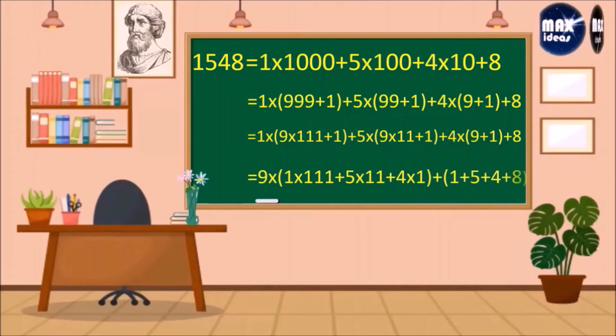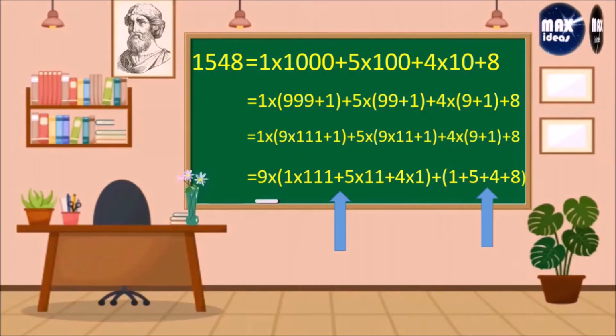Lastly, the number consists of a multiple of 9 and the sum of its digits: 1, 5, 4, and 8. This part is divisible by 9, as it is a multiple of 9. For our number to be divisible by 9, this part also must be either 9 or a multiple of 9. Hence, if the numerical index is 9, the number should certainly be divisible by 9.